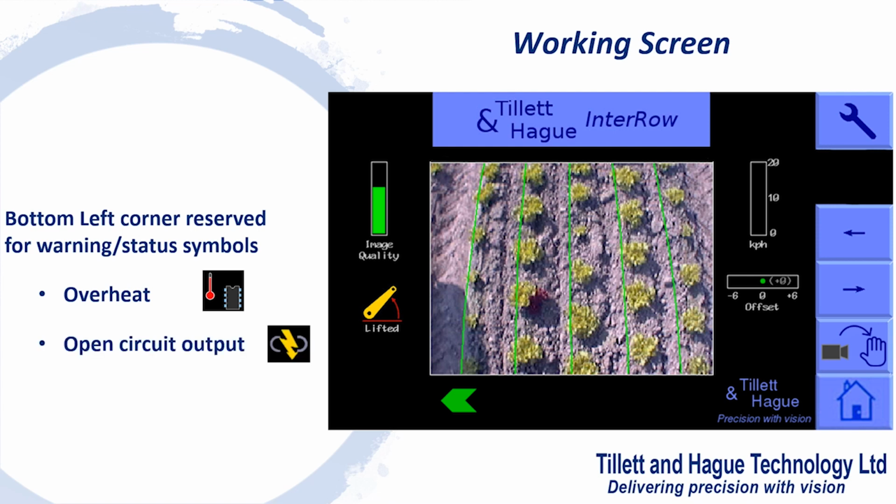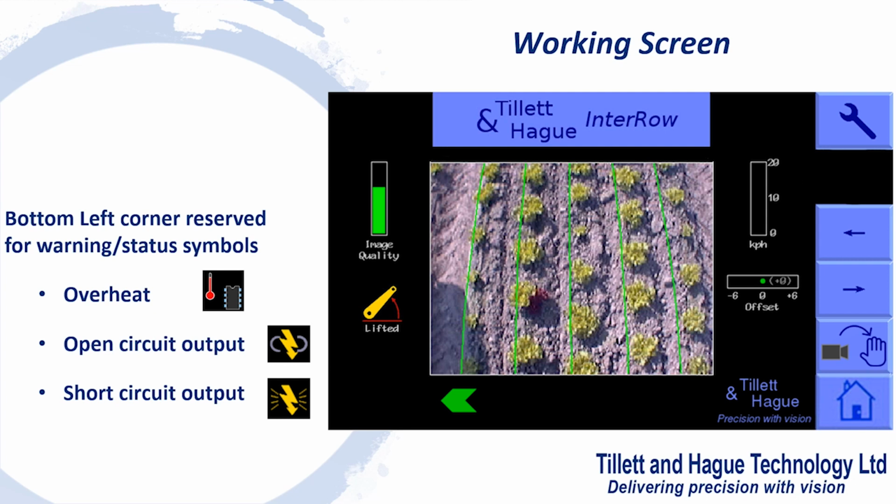The lightning symbol with a broken link indicates that the steering valve output is open circuit. This may be caused by a connector becoming disconnected or the wire may have been broken.